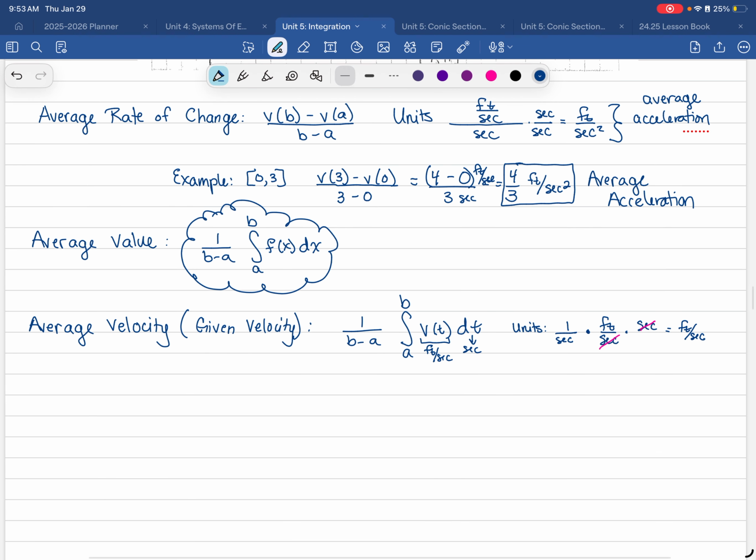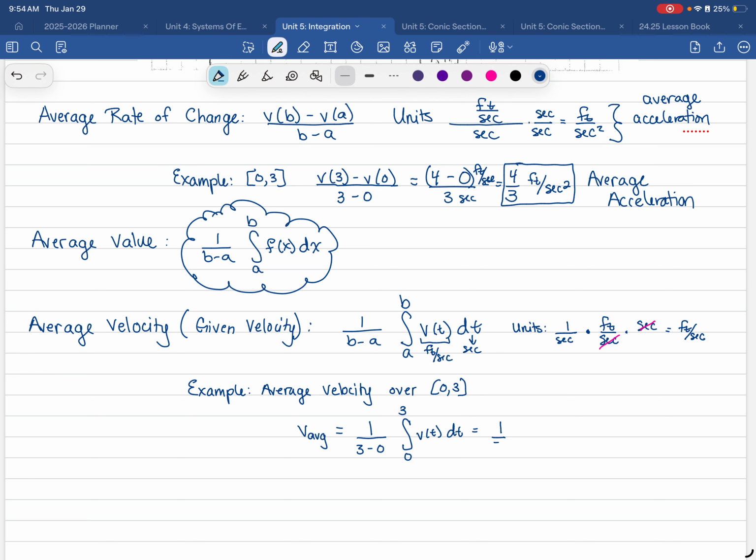So let's go ahead and do that same example, but now with finding the average velocity instead of the average acceleration. So we're going to do the same example. This time we're going to find the average velocity over the interval 0 to 3. So my average velocity, I'm just going to say v average, equals 1 over 3 subtract 0 times the integral of 0 to 3 v of t dt.